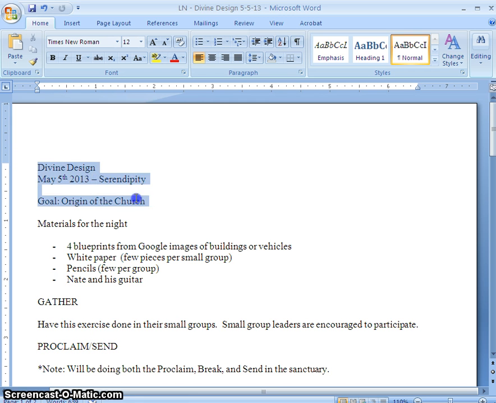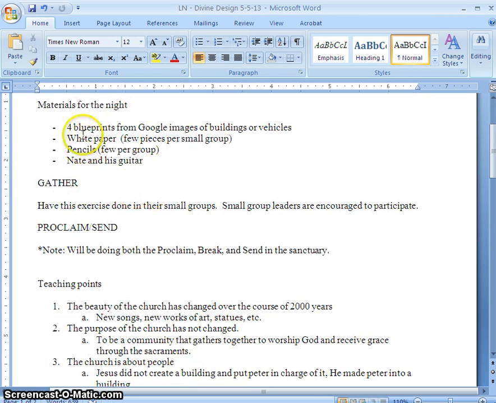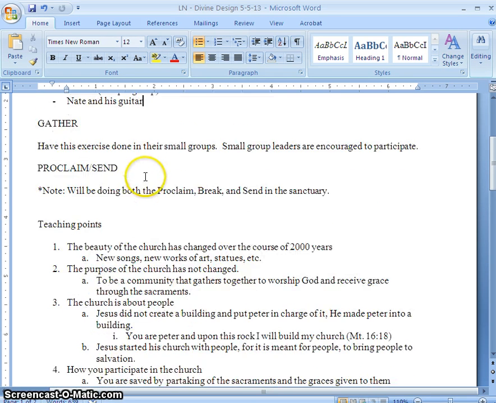So at the top here, you see I have all the basic pertinent information: the name of the Life Night, the date we're doing it, who we're doing it for, and the goal. And then the first thing I like to do is list all the materials that I'm going to need for the whole night, be it for the gather, the proclaim, the break, the send, be it simple or complex, whether it's just remember to bring some pencils, or if I need to remember to bring my guitar, or if I need to remember to ask somebody to bring something in, whatever I need material wise, I list it all there so I can make sure I have everything I need.